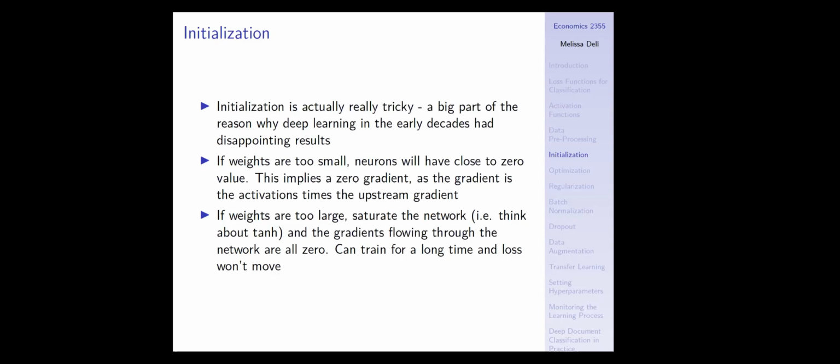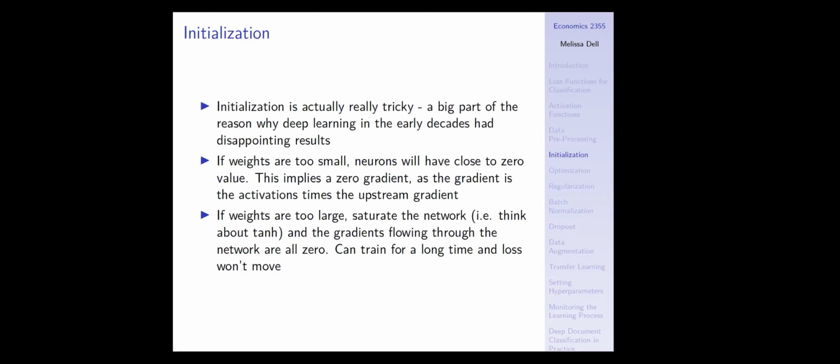So suppose you have a bunch of very, very small weights. Then all your neurons will have close to 0 activations. And again, if we go back and think about how backprop works, that means you're going to have a 0 gradient, as the gradient at any given layer is the activations times the upstream gradient. And that's a problem, because if you have 0 gradients, you can't optimize the network.